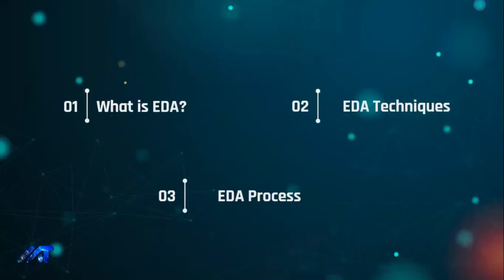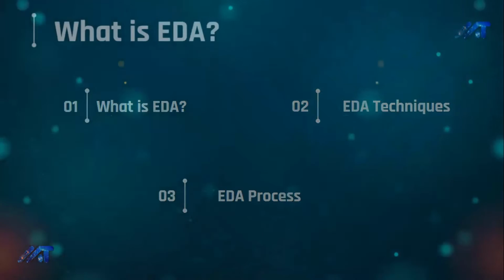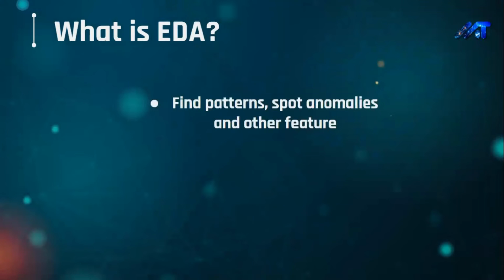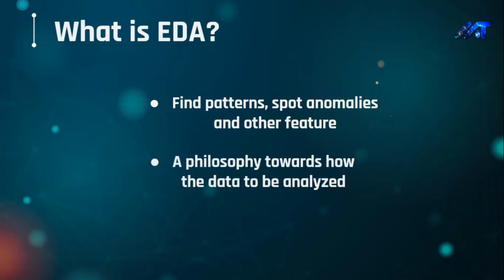In this video, we will talk about EDA, EDA techniques and EDA process. What is EDA? EDA stands for Exploratory Data Analysis, that is best described as an approach to find patterns, spot anomalies or differences, and other features that best summarize the main characteristics of a dataset. However, EDA is not just a set of techniques, steps, or roles, it is much more than that. In the Engineering Statistics Handbook, EDA is described as a philosophy for how to analyze data.